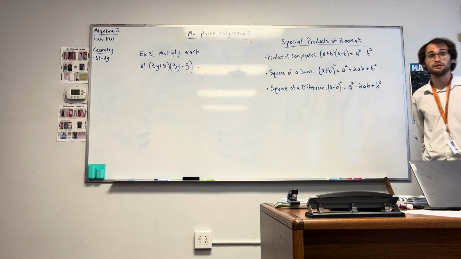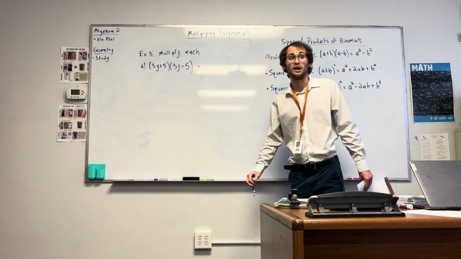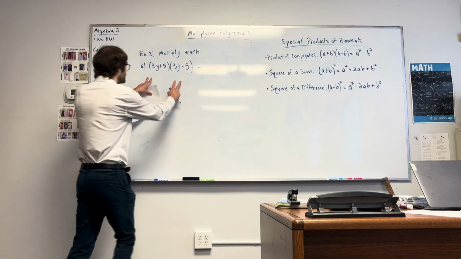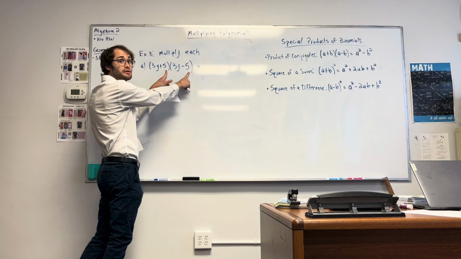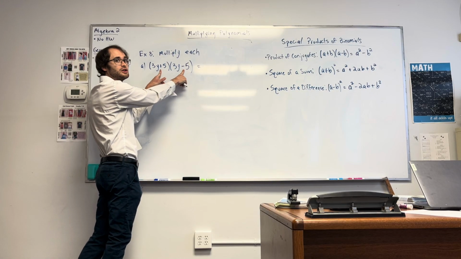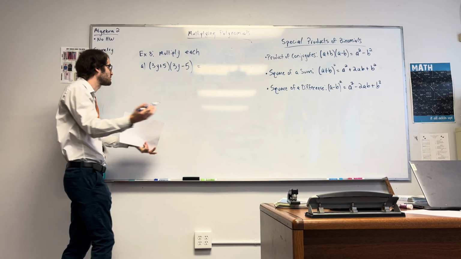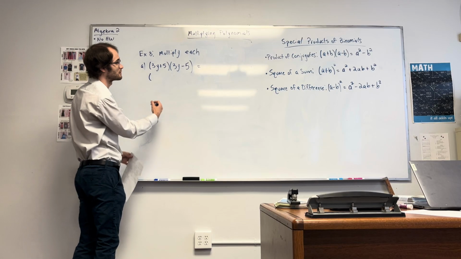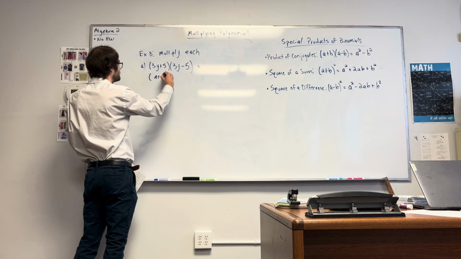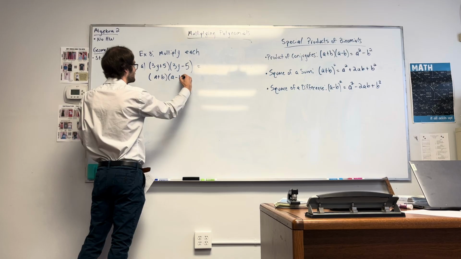Okay, I think this one though is pretty clearly a product of conjugates. We've got a 3y and a 5 in both of them. Only difference, the sign between them is different. To really stress the point, I'll copy the form down here. We got a plus b times a minus b.